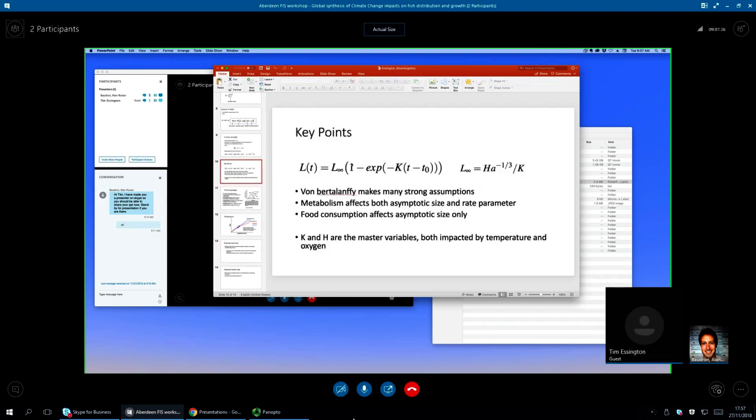Also, this is just one way to integrate it. You can do a biphasic, and if you really want to get crazy, you can make as many phases as you want. You can express this as L_t being a function of L_(t-1), and then you can make the von Bertalanffy parameters be stage specific.